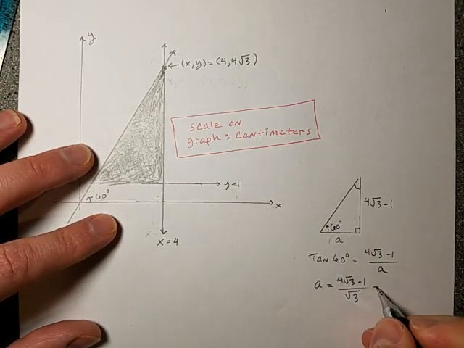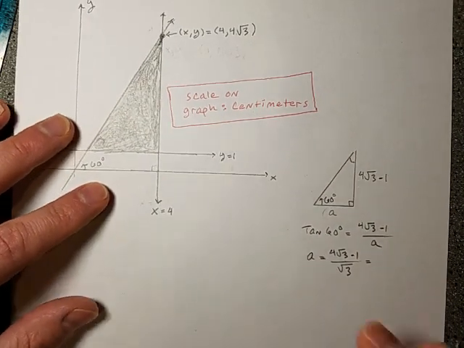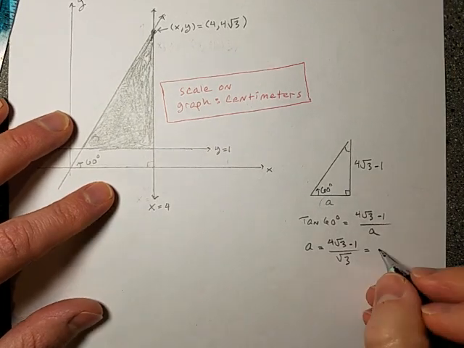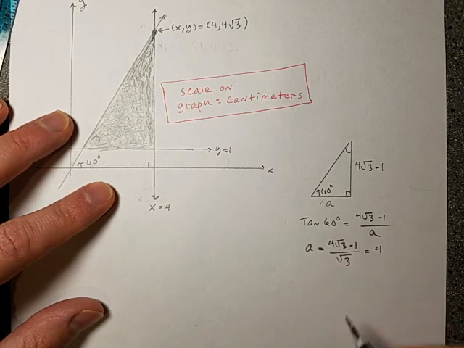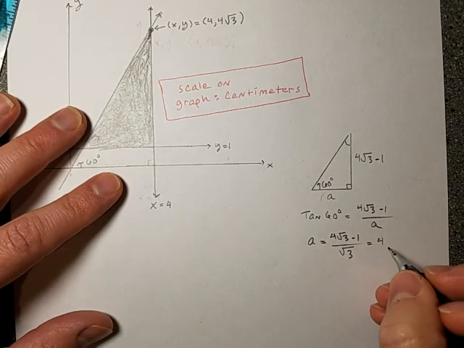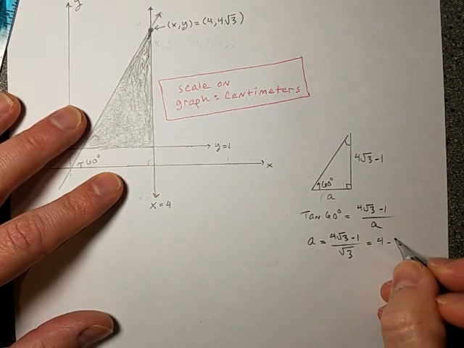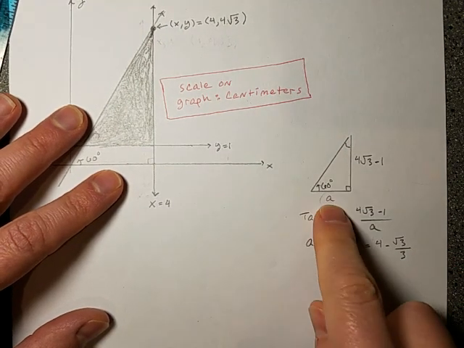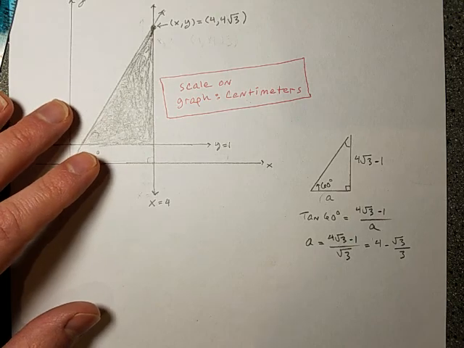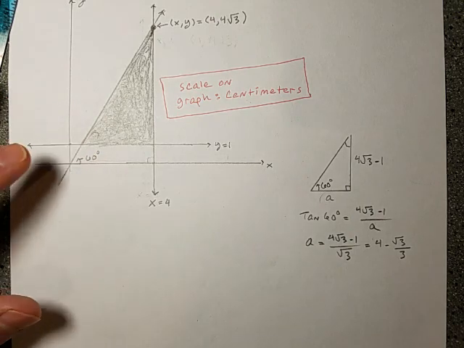Let's say if I divide everything here by root 3, I'll get 4, because that's 4 root 3 divided by root 3, minus 1 over root 3. But I'll go ahead and give you the rationalized form of that, root 3 over 3. Okay, so that's that base right there. Now, we have all the information we need.